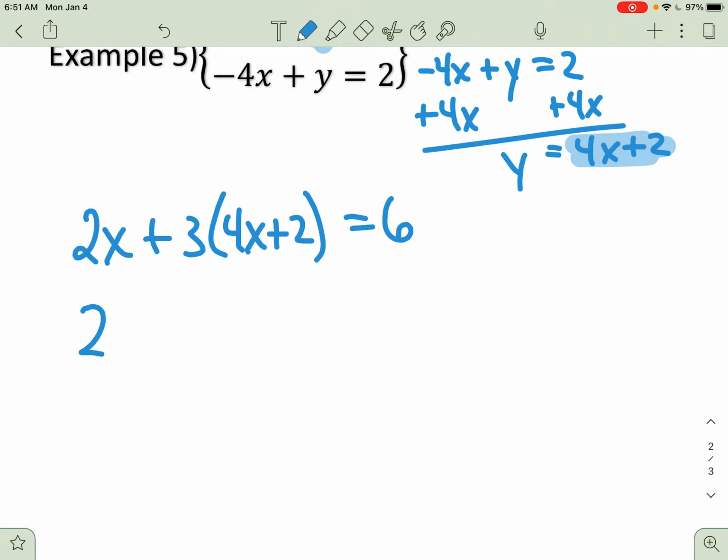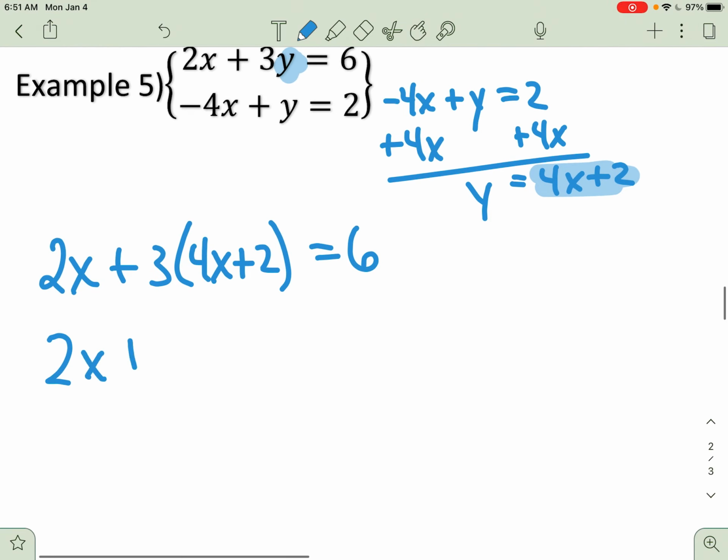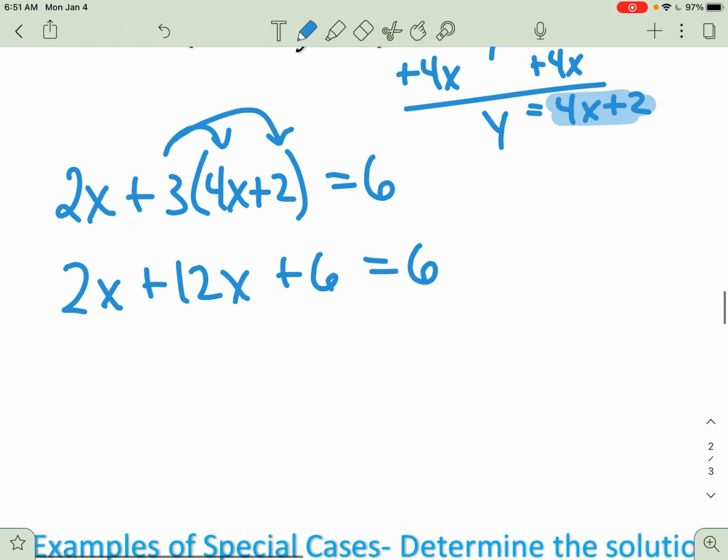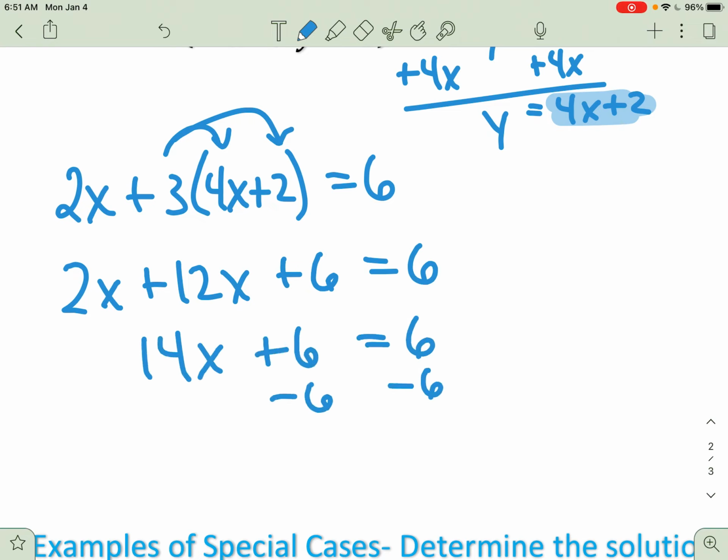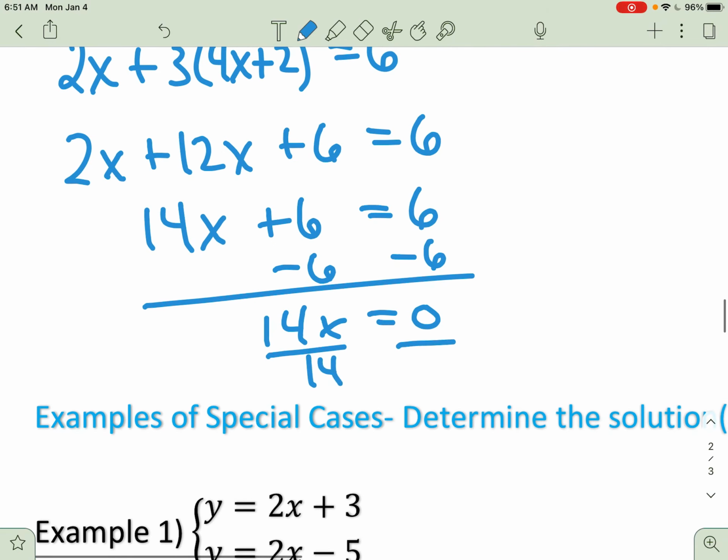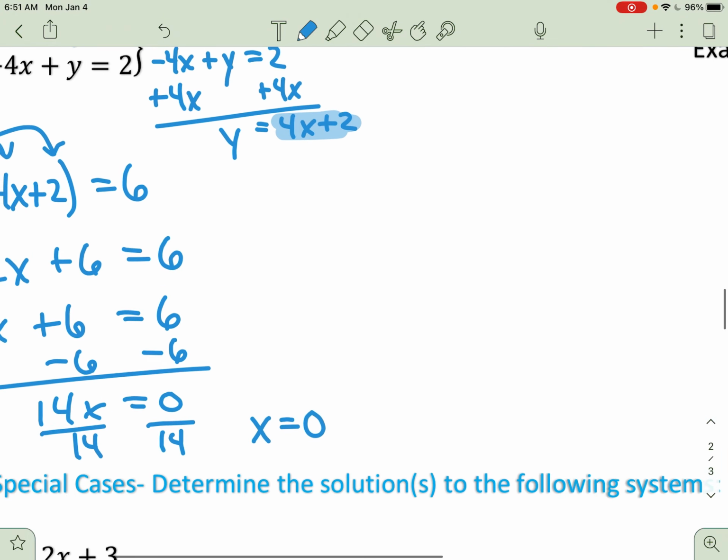All right, and we're going to simplify it. Distribute the 3. Okay, 2x and 12x are on the same side, so that gives me 14x. Subtract 6 from both sides. Divide by 14. So x is 0. 0 divided by 14 is 0.